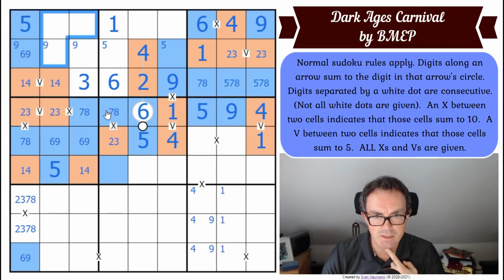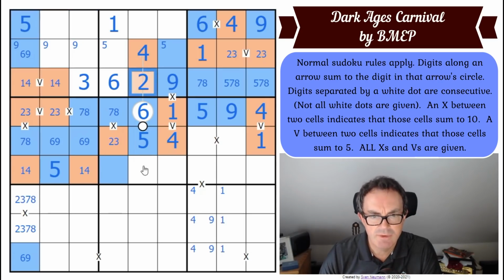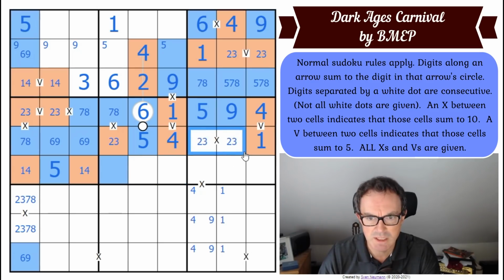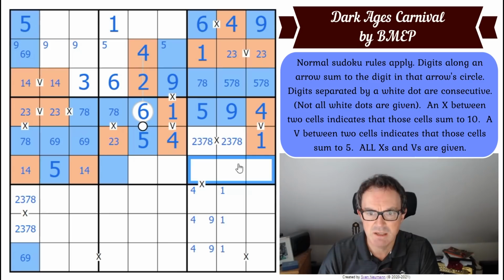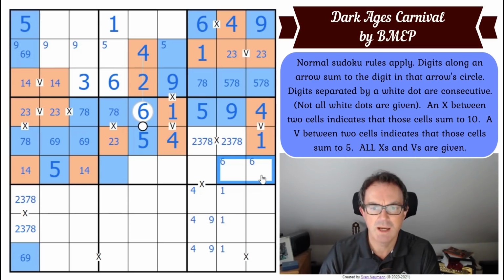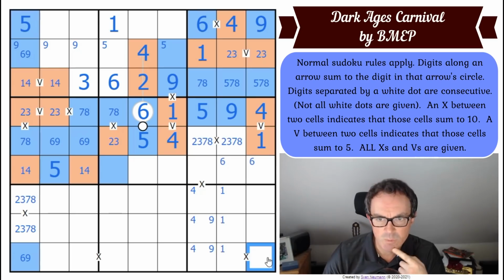Okay. Do I know anything about the other orange cell in this box? I don't think so. This is 2, 3, 7 or 8. Do I know anything about those? Again, I don't think I do. I know there's a 6 down here, and I know the 6 is in one of those 2 squares. Not helpful. Wow. This can't be a 1. It would put a 9 here, so that doesn't work. I am stuck.